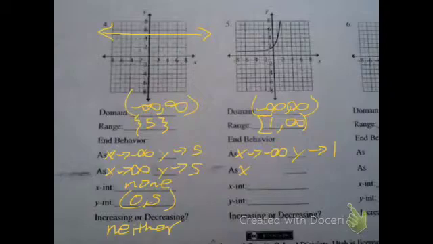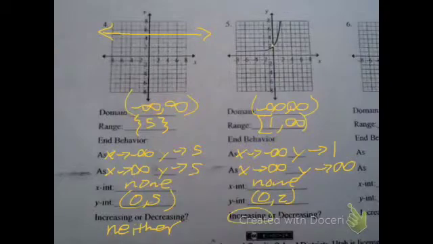And then as x goes to positive infinity, the graph is increasing dramatically, so it's going to go to positive infinity. The x-intercept doesn't exist, so it's not there. The y-intercept looks like it's crossing at (0, 2), that point there. And this one is increasing.